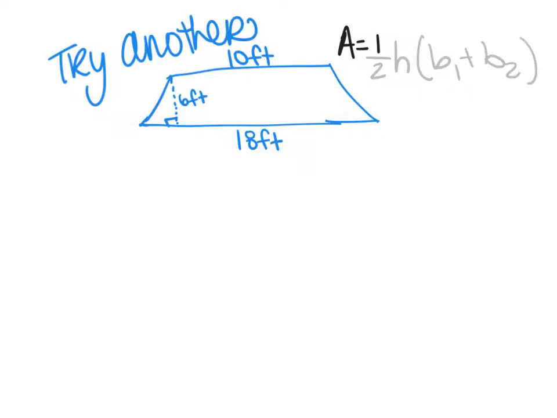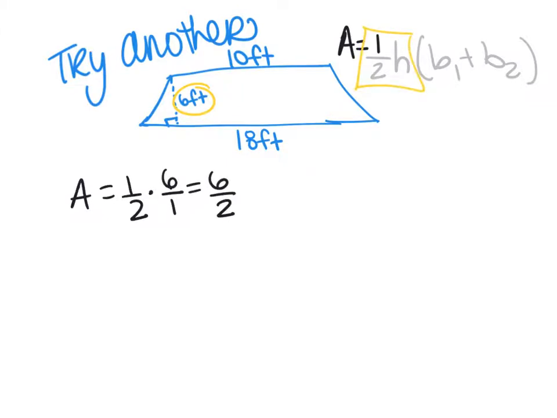And now I'm just substituting in the numbers that I'm given here. So here I go. Area equals 1/2 the height. There's the height at 6, and it's a whole number, so I'm going to put it over 1. Again, I'm just solving the first part of my formula, 1/2 of the height. 6 over 2, when I divide that out, I get 3. So now I have solved part of my formula as 3.